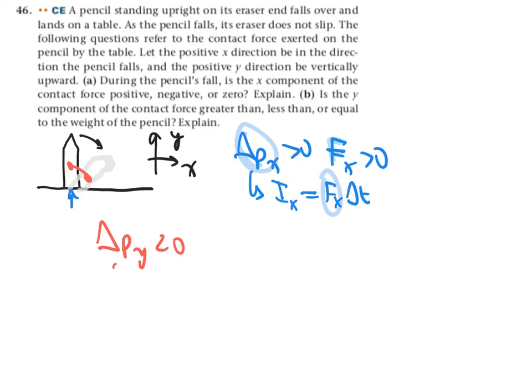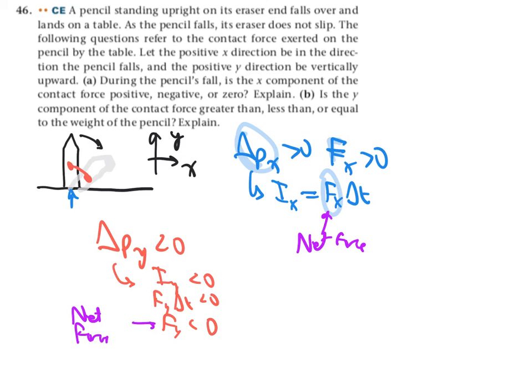So that implies that the impulse in the y direction, which is f y delta t, is less than 0. So f y is less than 0. But here we should be a little careful because this is the net force.